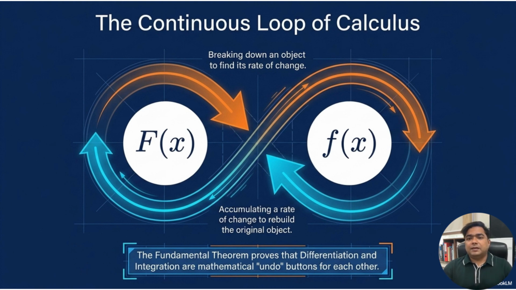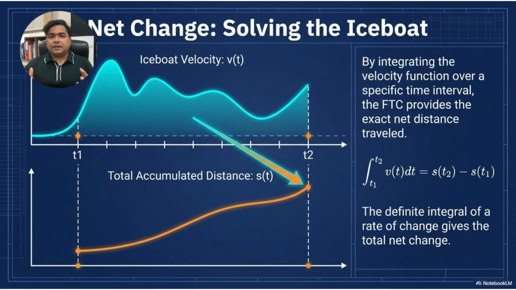For students, this is a very important conceptual point. Derivatives and integrals are not separate topics. They are two sides of the same mathematical system. When we know the total function, we can differentiate to find the rate. When we know the rate, we can integrate to find the accumulated total. This loop is used everywhere: physics, engineering, economics, machine learning, motion analysis, and many real world systems involving change over time. Now, let us return to the iceboat example.